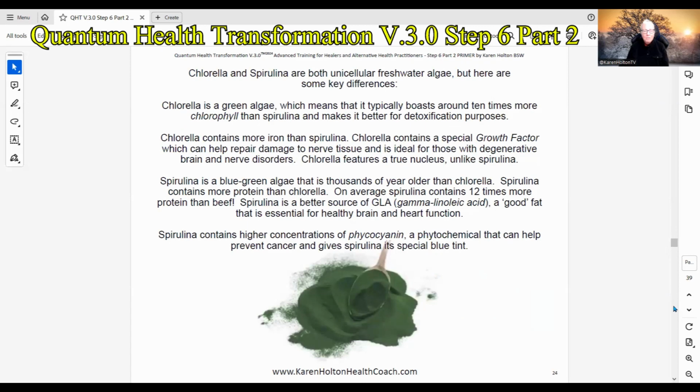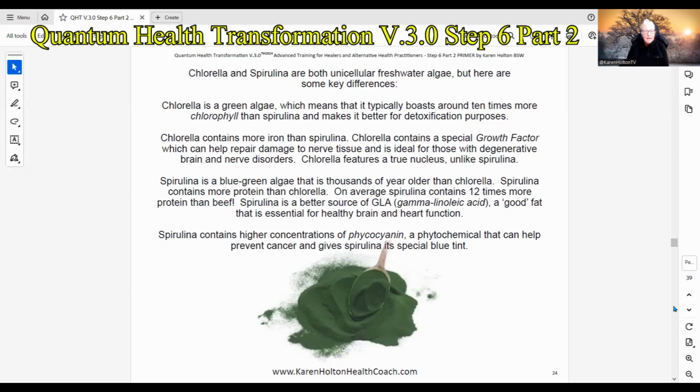Chlorella and spirulina are both unicellular freshwater algae, and here are some key differences. Chlorella is a green algae, which means that it typically boasts around 10 times more chlorophyll than spirulina and makes it better for detoxification purposes. Chlorella contains more iron than spirulina. Chlorella contains a special growth factor, which can help repair damage to nerve tissue and is ideal for those with degenerative brain and nerve disorders. Chlorella features a true nucleus, unlike spirulina.